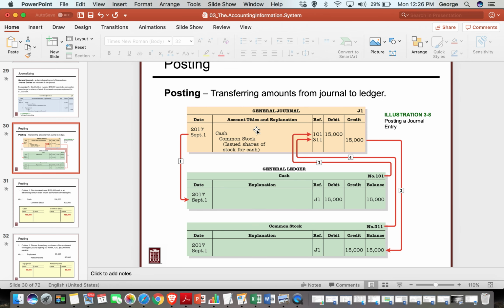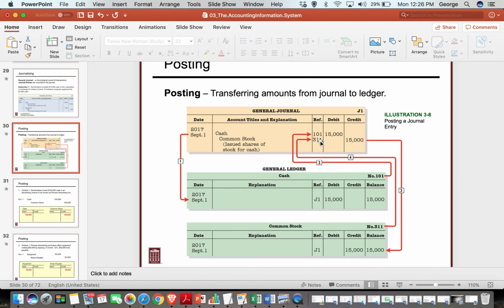All right, then I can post from the general journal to the general ledger. Some of these things you might not be familiar with. The transaction was September 1st, so we post on the same date. As I mentioned, more than likely, if you're using a computerized environment, all this information is going to be done automatically once you make your journal entry.